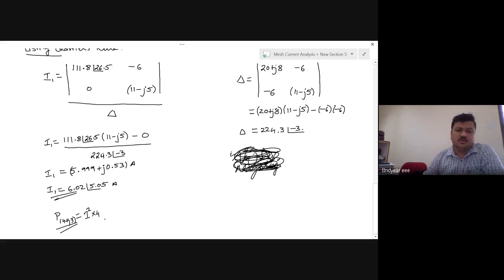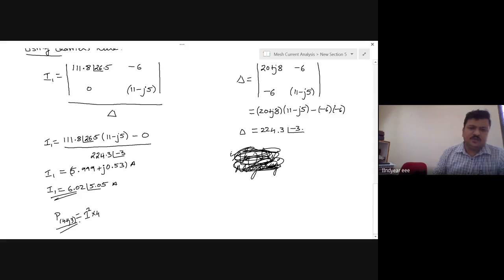But to calculate cos phi across 4 plus j3, you should know the voltage across 4 plus j3. Then phi will be the angle between the voltage across 4 plus j3 and the current through 4 plus j3. Those are additional steps that we don't do. One thing you should remember: power consumed will always occur only in the resistive part of the circuit. The reactive part of the circuit will never consume any power.